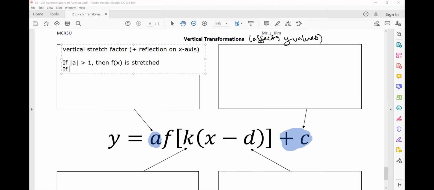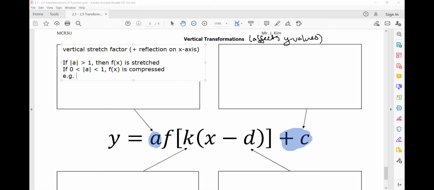If the absolute value of A is going to be a decimal, a smaller number than 1 but bigger than 0, then f of x is what we call compressed.